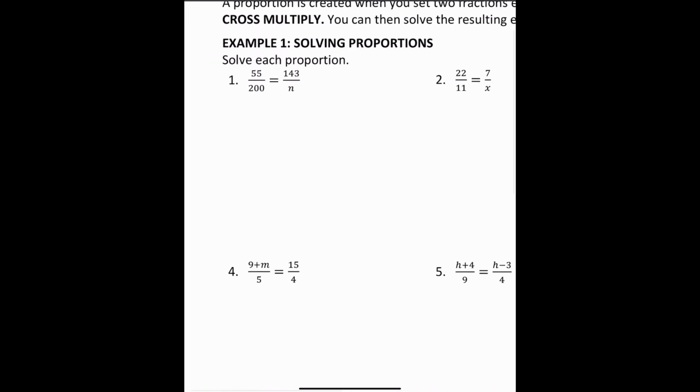So I'm looking at number 1 here. We have 55 over 200 equals 143 over n. We're going to multiply the 200 and the 143, and then I'm going to write the equal sign, and then I'm going to multiply the 55 and the n. So 55 times n is just 55n. So 200 times 143, that is 28,600 equals 55n. Then I'm going to divide both sides by 55. So n equals 520.